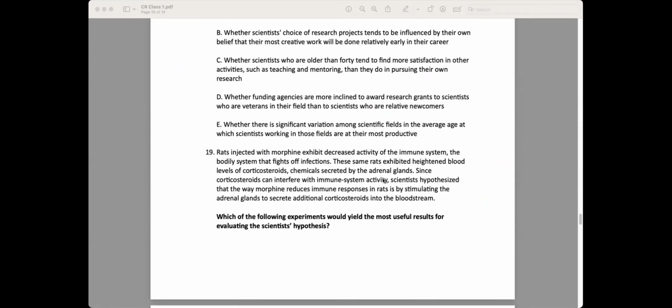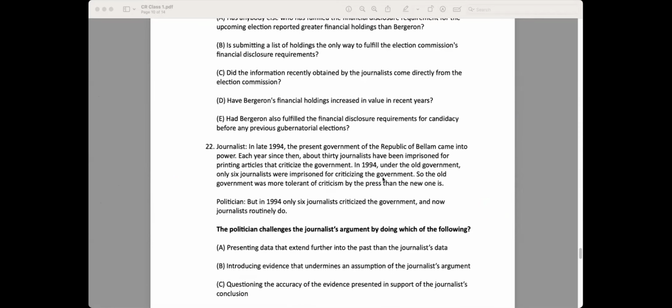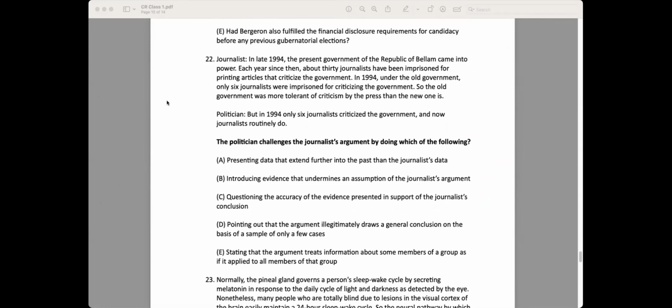Okay, let's see 22. In late 94, the present government in the Republic of Balam came into power. Each year since then, about 30 journalists have been imprisoned for printing articles that criticize the government. Okay, so after 94, every year we are sending 30 journalists to prison.